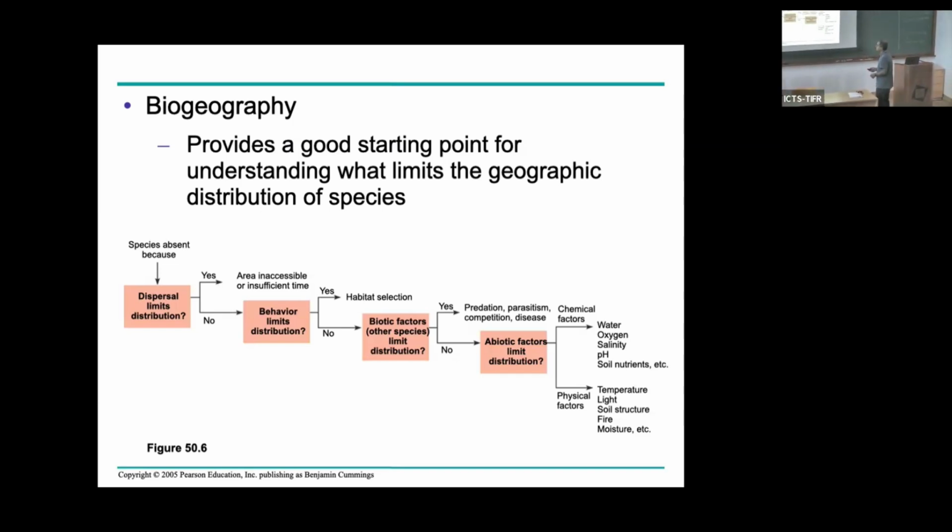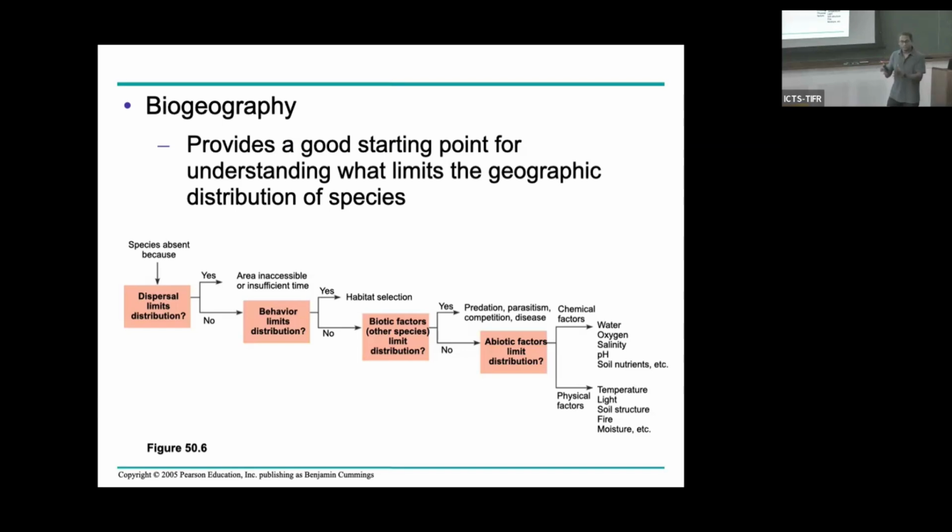So to summarize this part, we've looked at how, in some places, species may be absent because of some limits to their distribution. It can be because they are inaccessible, or it may also be just because there is insufficient time. Sometimes the limits are due to behavior, different behavioral aspects. And there can be an element of habitat selection.